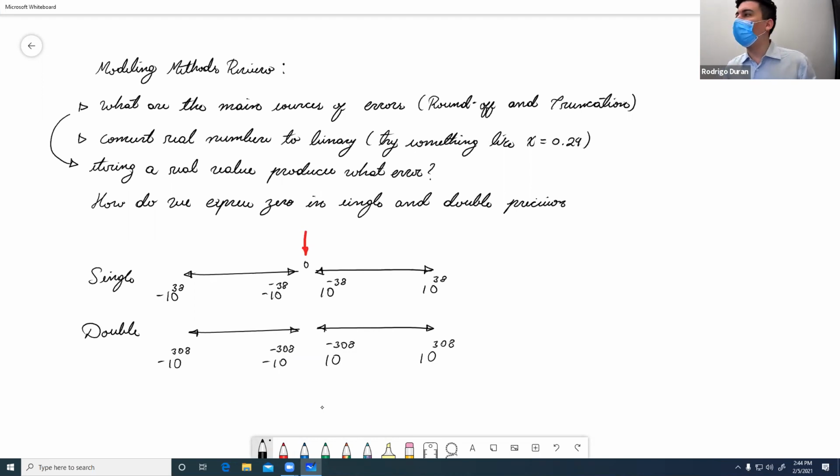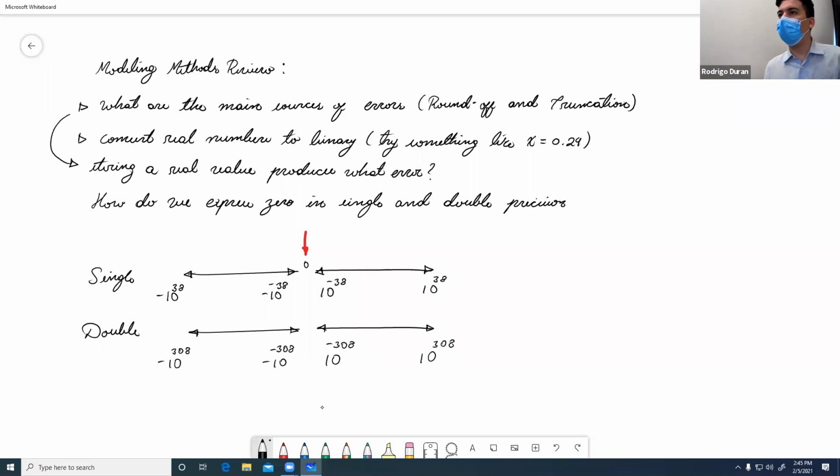And the way that you will represent zero as exactly as possible, theoretically speaking, will be on single precision. You can either use -10 to the -38 or 10 to the -38. That's pretty small. Or in double precision, you can use -10 to the -308 or 10 to the -308. So any of these two in single precision, any of these two in double precision.